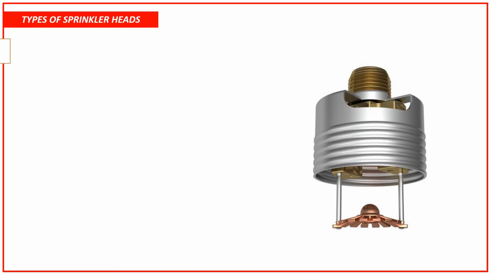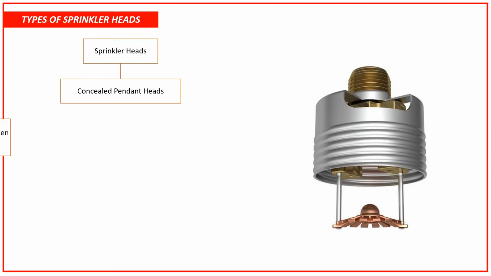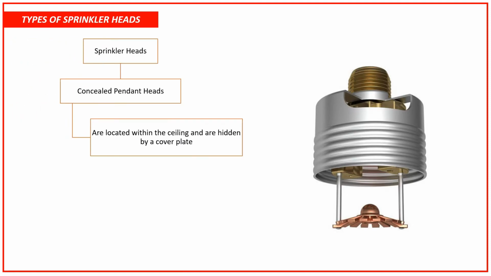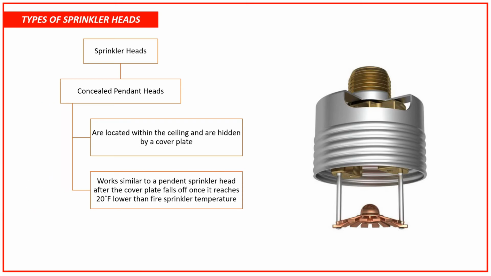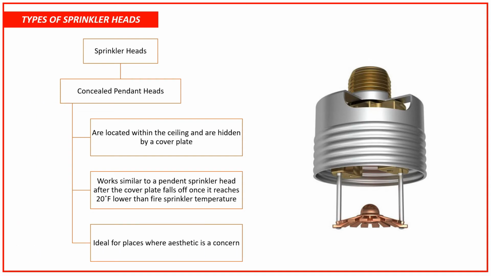Concealed pendant heads. These are located within the ceiling and are hidden by a cover plate. They work similar to pendant sprinkler heads. The cover plate falls off once it reaches 20 degrees Fahrenheit lower than the fire sprinkler temperature. Ideal for places where aesthetics is a concern.